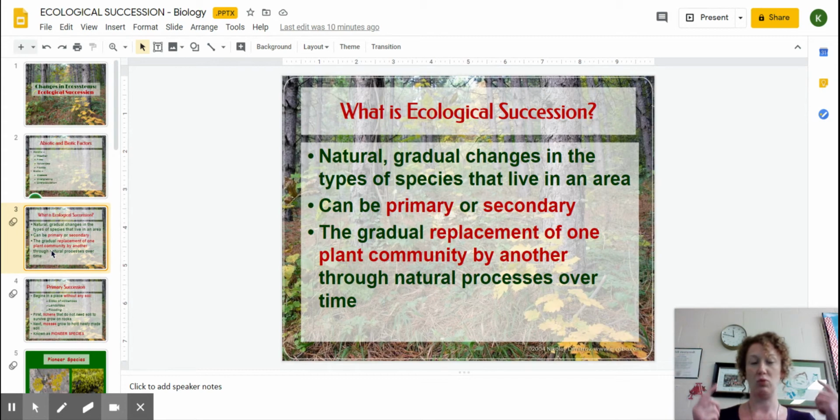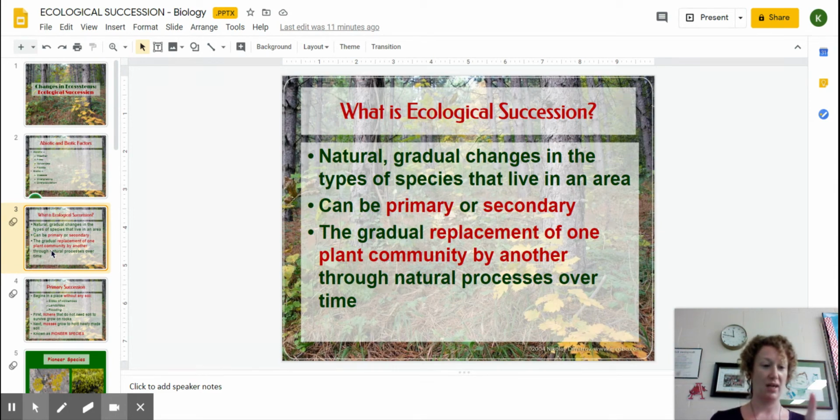In our heads, and when we see pictures of ecological succession, a lot of times the visual of the end result is big trees. But just keep in mind that that's not always the case. Sometimes it's the desert. Sometimes it's the coastal regions. Sometimes it is a temperate forest. So there are two types of ecological succession. It can be primary or secondary succession.